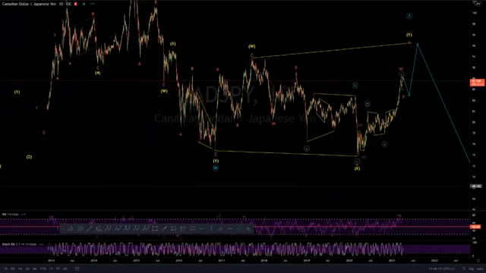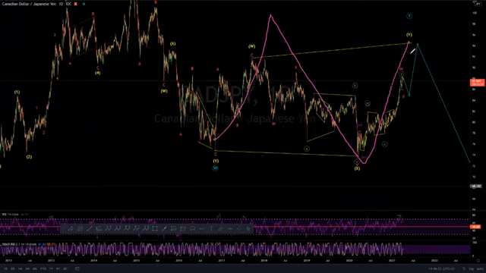Right, so on a daily, this is what we are looking for here. I'm going to focus on this structure here. We are still looking for this last leg to be completed. It does not look like it is completed. So I'm still expecting that we are going to have this one more leg to the upside before we can start to look for this major move to the downside.